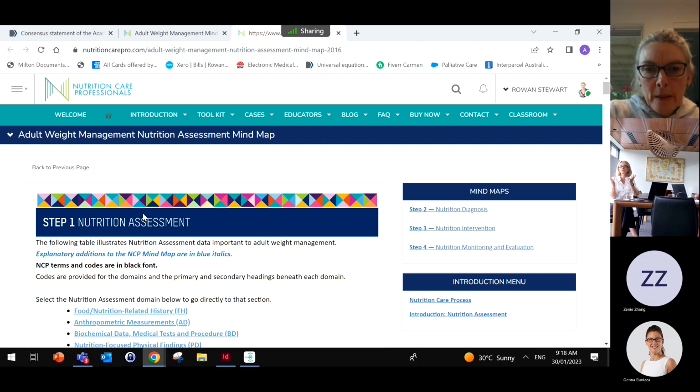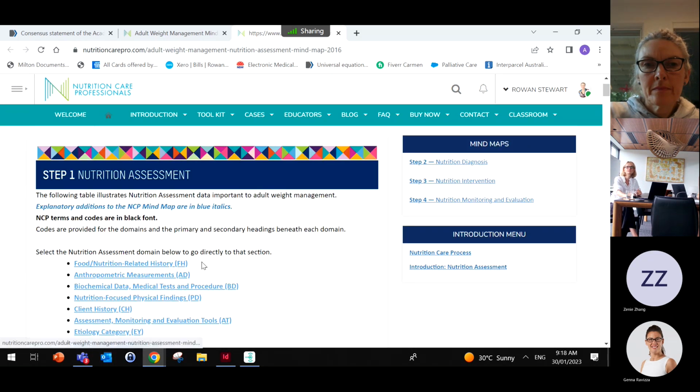So as you might be aware, in the nutrition care process terms and codes, there are thousands of terms and codes. Not all of them will apply to the condition that you are studying. So we've eliminated all of those that we don't need for this case, and we're just focusing on the ones that you will need. So we're in assessment at the moment.